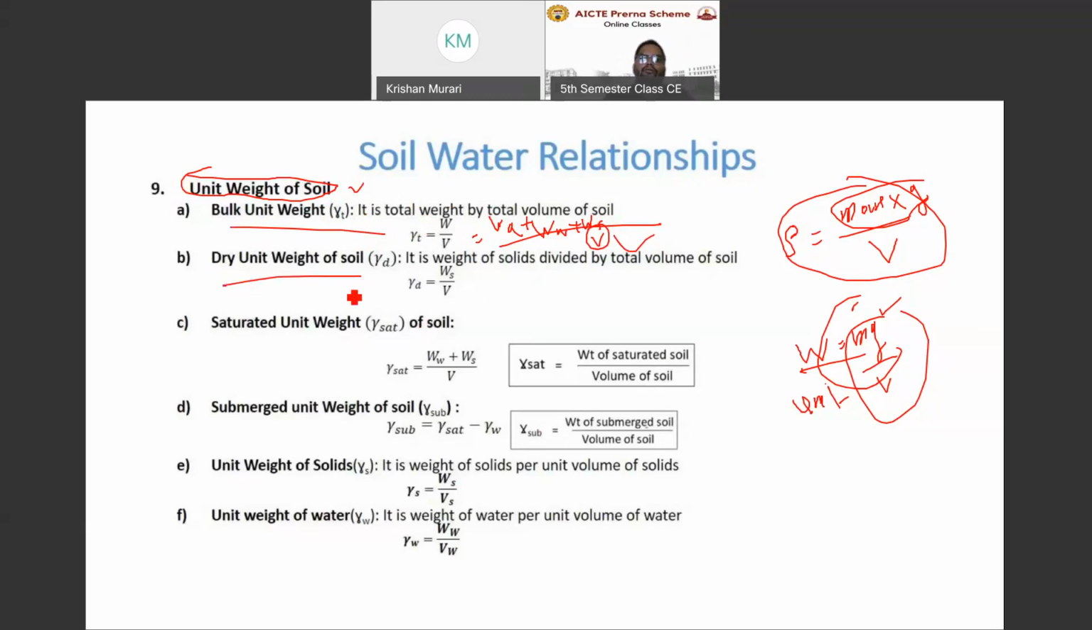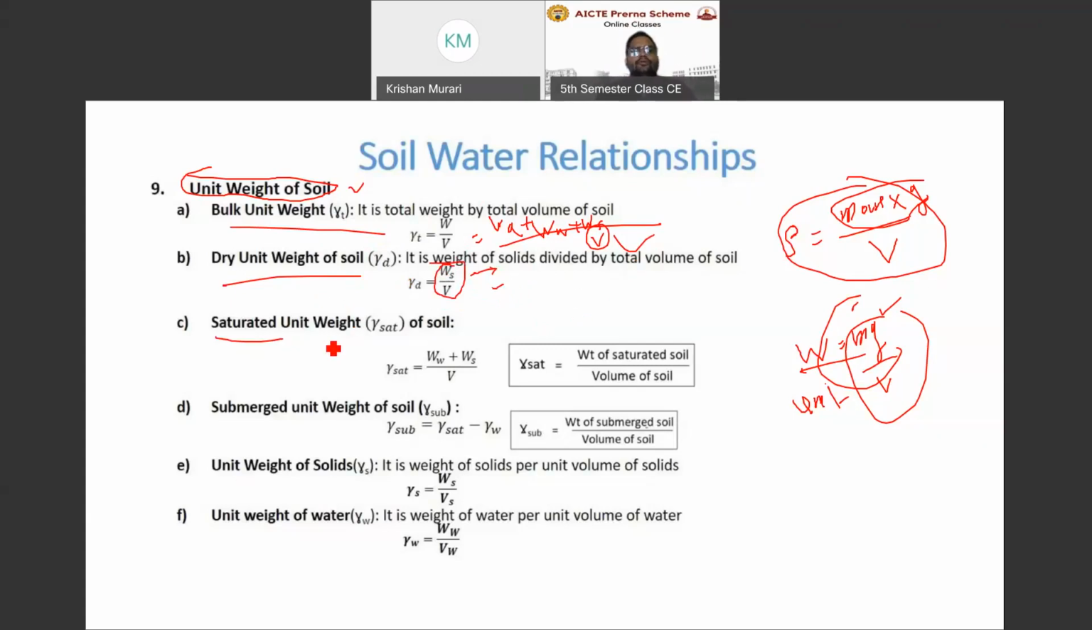If I consider the dry unit weight of soil, I know the weight of soil equals weight of air, which is neglected, plus weight of water, which is also not there because the soil is dry. Then what weight remains here? Only the weight of the solid. If I consider the weight of solid to the total volume, that is called dry unit weight. It's simple, directly the dry unit weight.